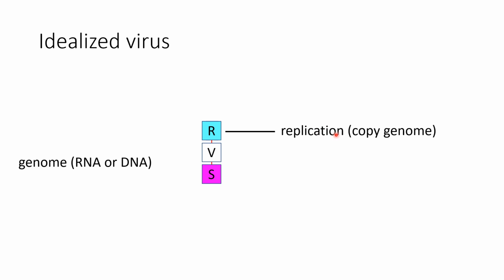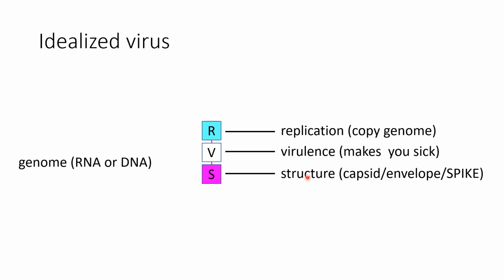All viruses have to encode a protein that is required for replication of the virus genome. So I've labeled that R, and its job is to bring about copying of the genome into multiple copies during growth of the virus. All viruses also encode some sort of a structural protein that makes up the capsid or is embedded in the envelope. In the case of SARS-CoV-2, this is the spike protein. There can be multiple of these in any given virus, and at least one of them will serve as the virus attachment protein as well.